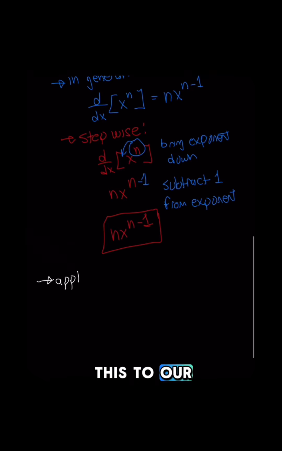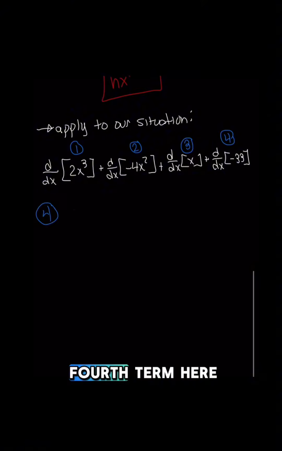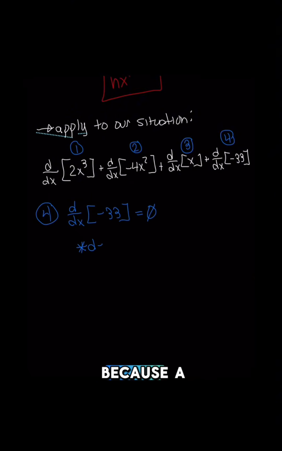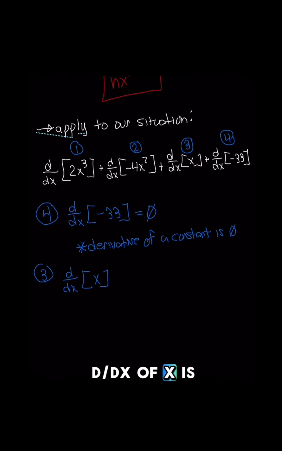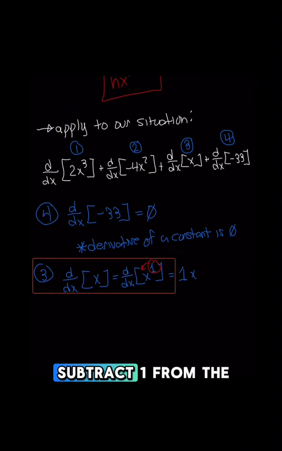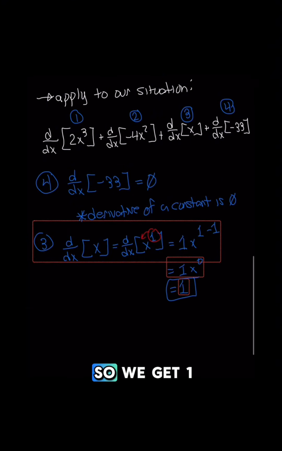So we can apply this to our situation here, just labeling each term 1, 2, 3, 4. We can start with the fourth term here, d dx of negative 33. That's going to be equal to 0 because the derivative of a constant is always 0. And then if we look at the third term, d dx of x, that's just the same as d dx of x to the 1. We bring down the 1, and then we subtract 1 from the exponent, and we get this, and x to the 0 is just equal to 1, so we get 1 for that.